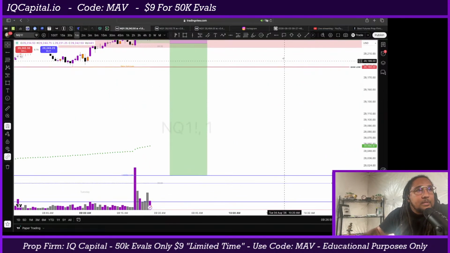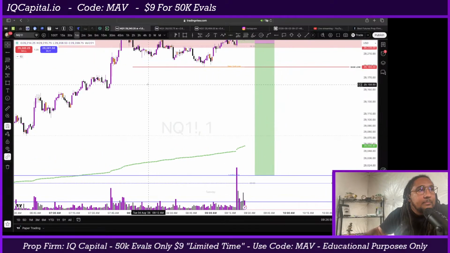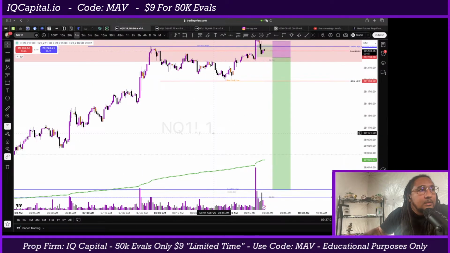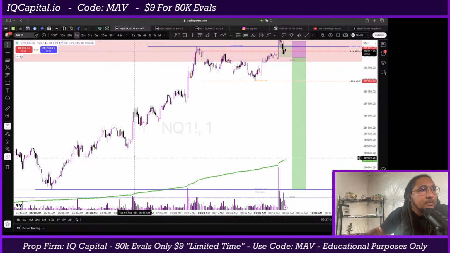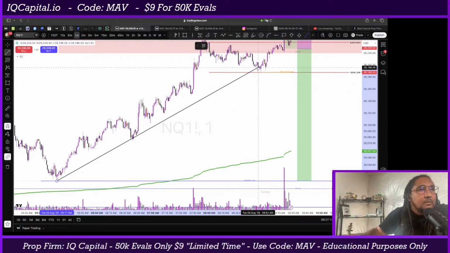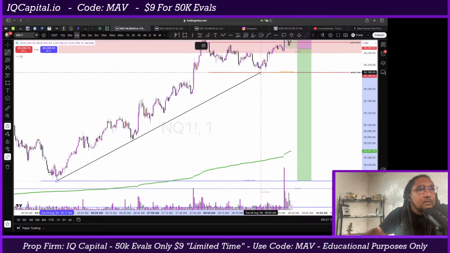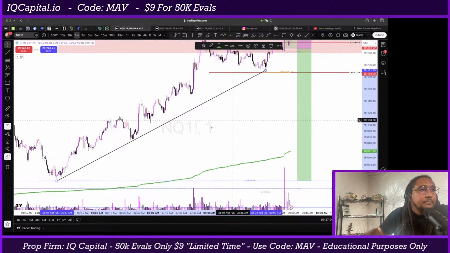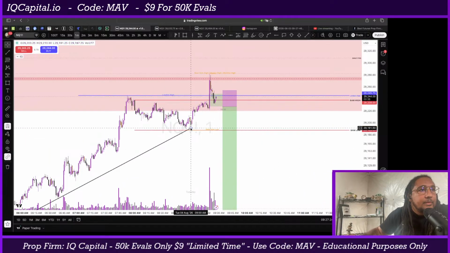But if we sweep these lows here, there's nothing saying that it won't stop us from going all the way down to these London lows. We do have a lot of trendline liquidity here to take advantage of. So all this is pretty good.